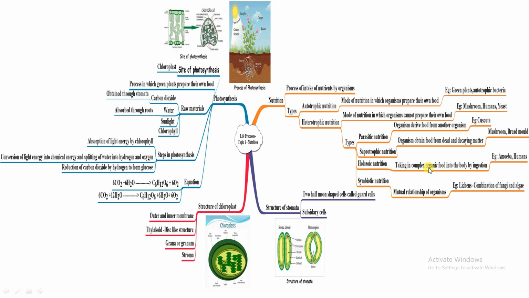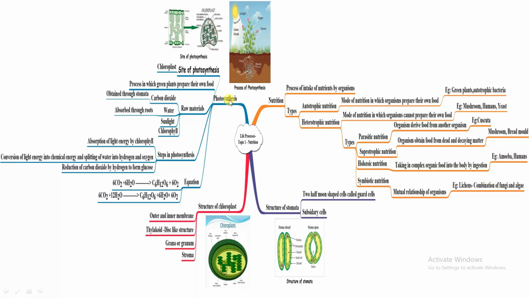Holozoic nutrition is a mode of nutrition in which organisms take in complex organic food into the body by ingestion in the form of solid or liquid. Example, amoeba and humans. Symbiotic nutrition is a mode of nutrition in which there is mutual relationship of organisms. Examples, lichens, which is a combination of fungi and algae.